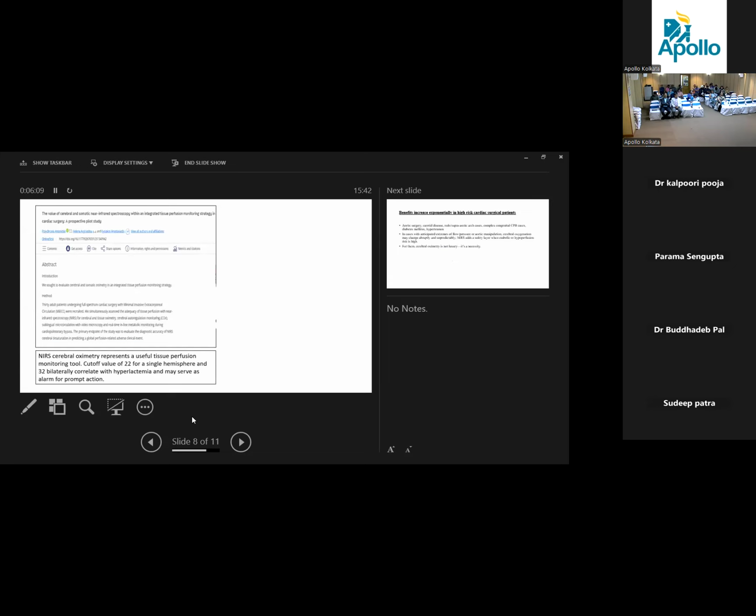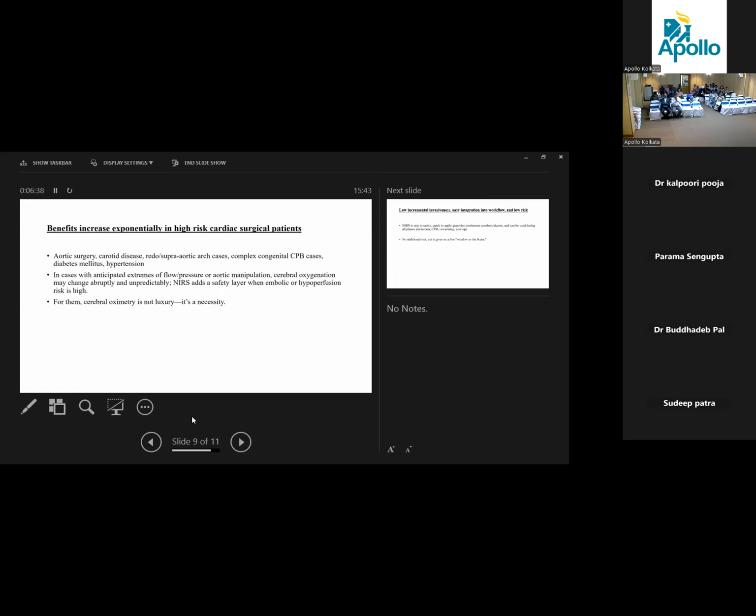There was another study, similarly, on the value of cerebral and somatic NIRS with an integrated tissue perfusion monitoring strategy in cardiac surgery, a prospective pilot study. Here it shows that NIRS cerebral oximetry represents a useful tissue perfusion monitoring tool. A cutoff value of less than 22 for a single hemisphere and 32 bilaterally correlates with hyperlactatemia and may serve as an alarm for prompt action.